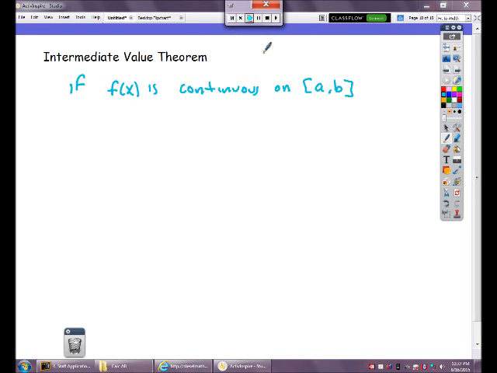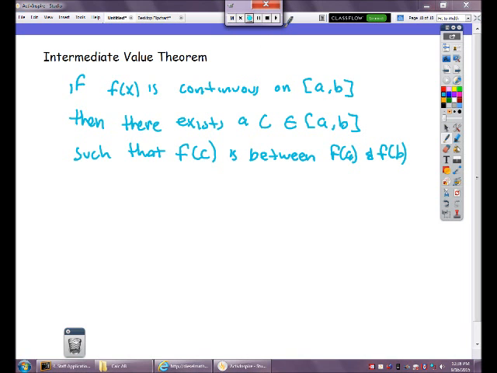Lastly, I want to mention the intermediate value theorem. And here's what that says. If f of x is continuous on the closed interval, including a and b, then there has to exist some c value in the interval from a to b, such that f of c is between f of a and f of b. In other words, you can't go from -2 to 7 without first passing through the value of 5. Only if the function is continuous.